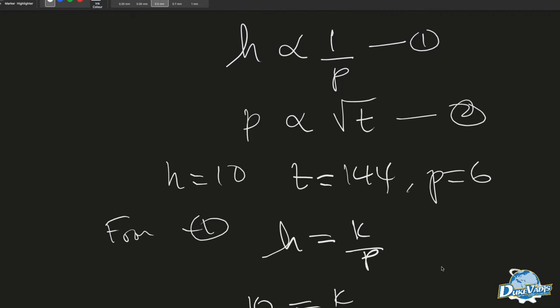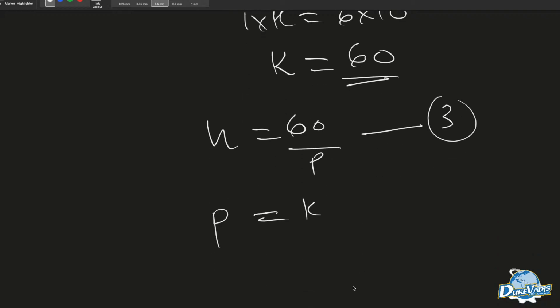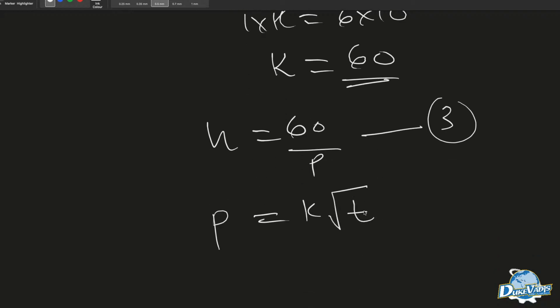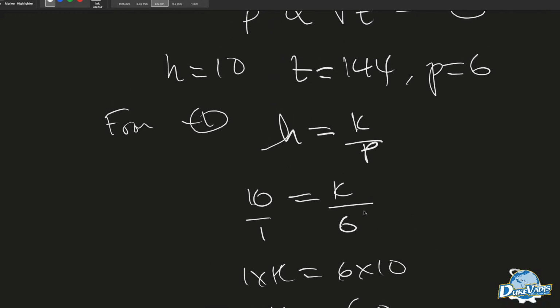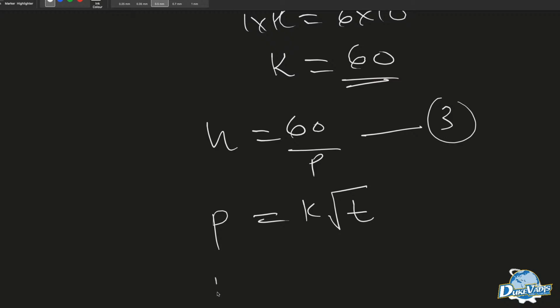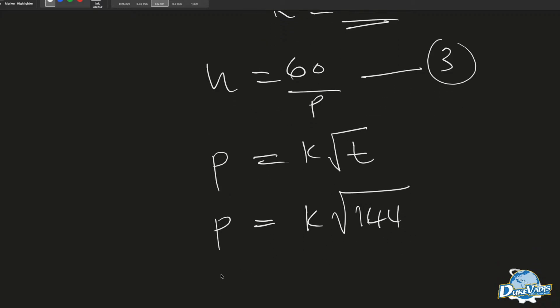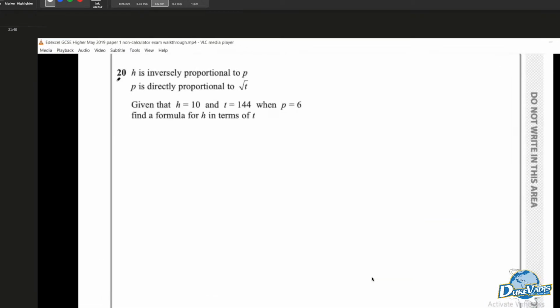Okay, now let's look at p as well. We can say p is equal to k root t. We have the values of t as well, so p is equal to k square root of 144. We know 144 gives us 12, so p is now equal to 12k. Alright, and the question says find the formula of h in terms of t.